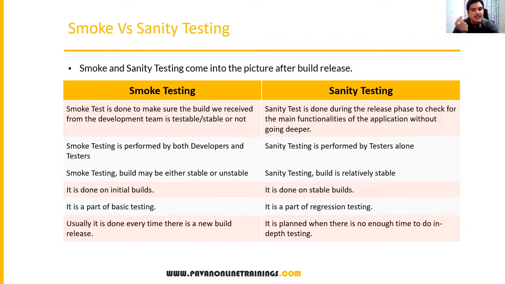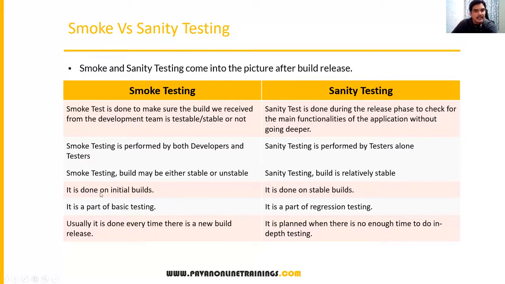So in smoke testing, the build may be either stable or unstable. If it is unstable, immediately we reject the build. Then we will get another build from the developer. But in sanity testing, the build is relatively stable. So once the build is stable, then we will verify the basic functionality of the application. Login is working or not, logout is working or not, or links are working or not. So these things we are going to verify. Once the build is stable, that is sanity testing. That is also mainly focusing on the high level features.